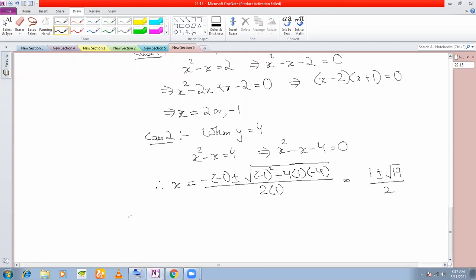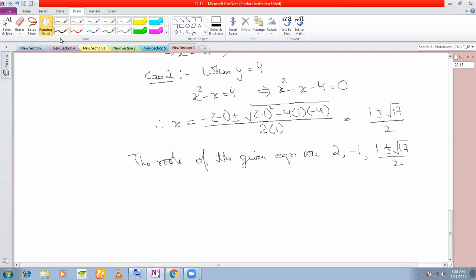So what are the roots? The roots of the given equation are 2, minus 1 and 1 plus or minus root 17 by 2. So there's something that you must note in this. We'll come to all this in the next part. You must note here that 2 and minus 1 are called rational roots, obviously real.